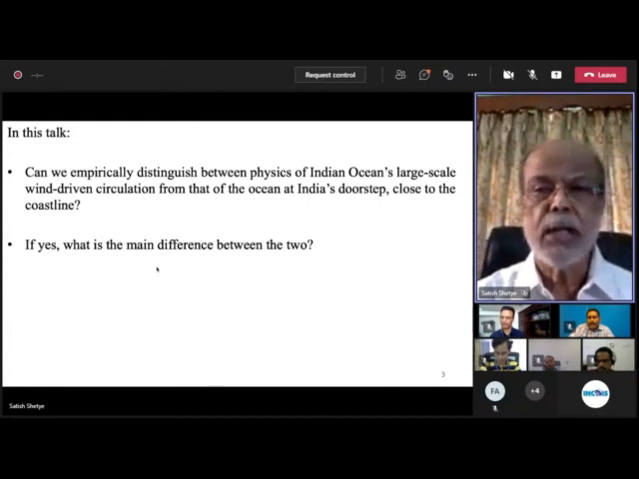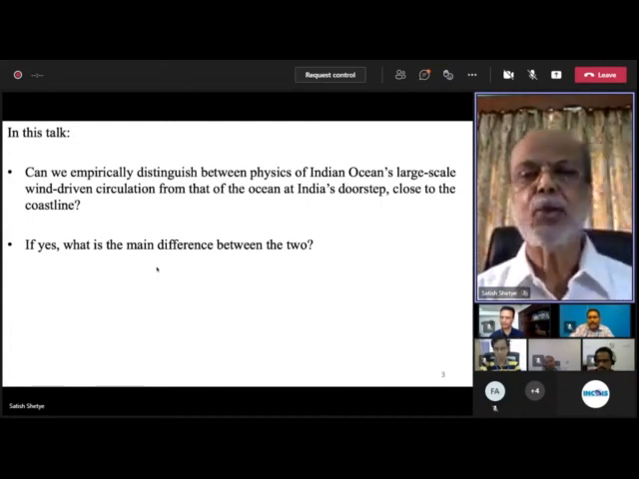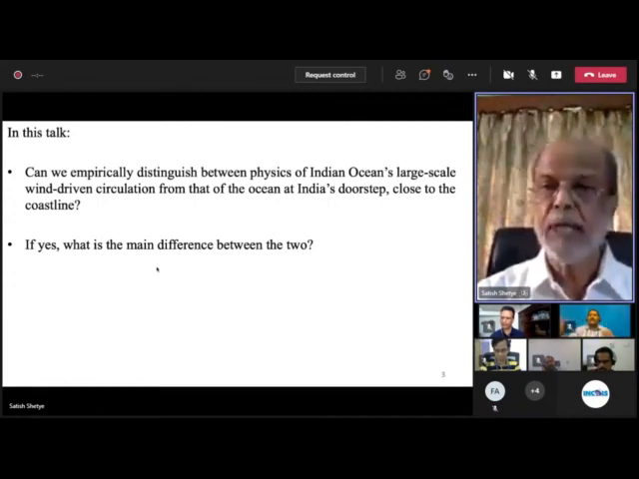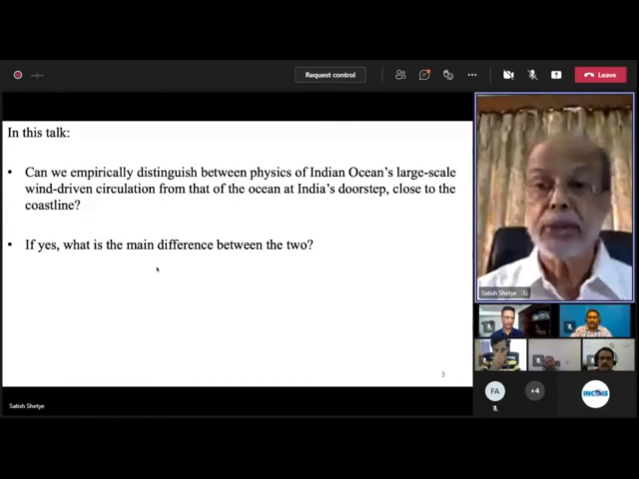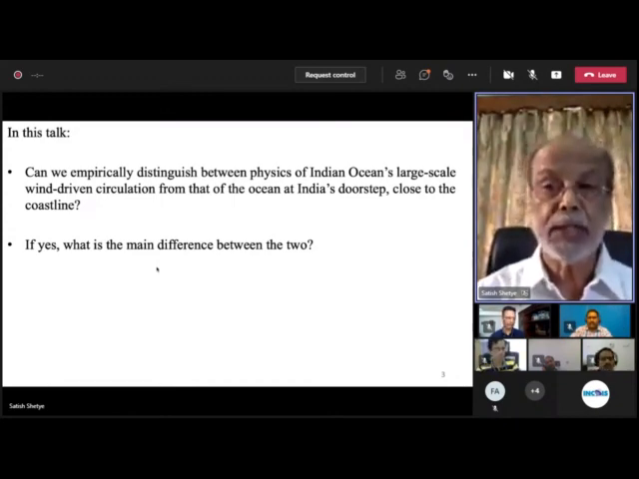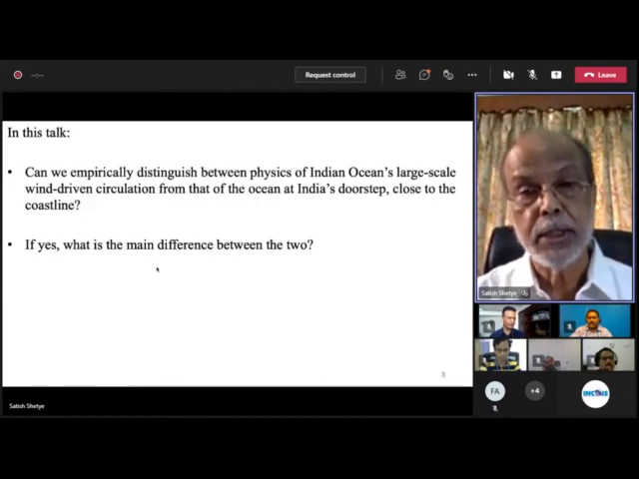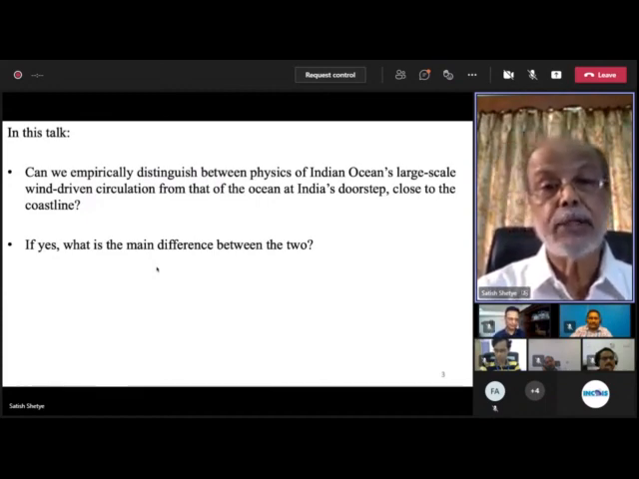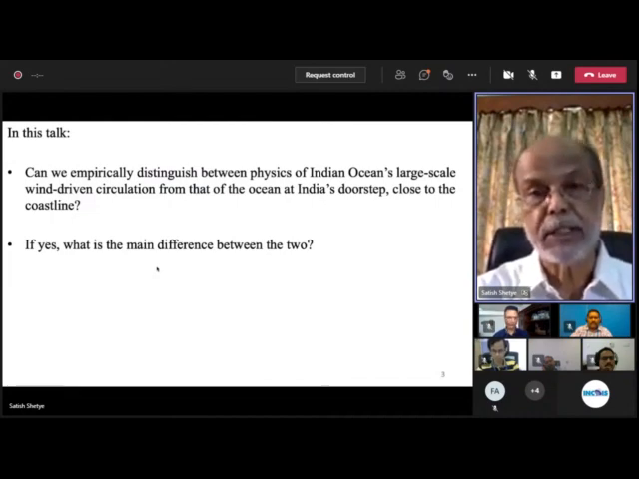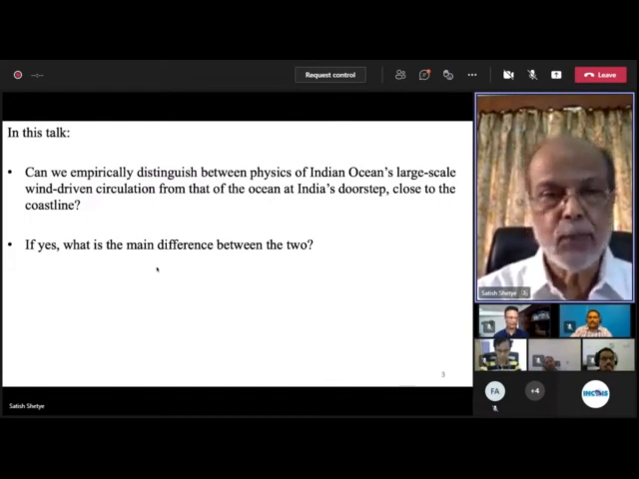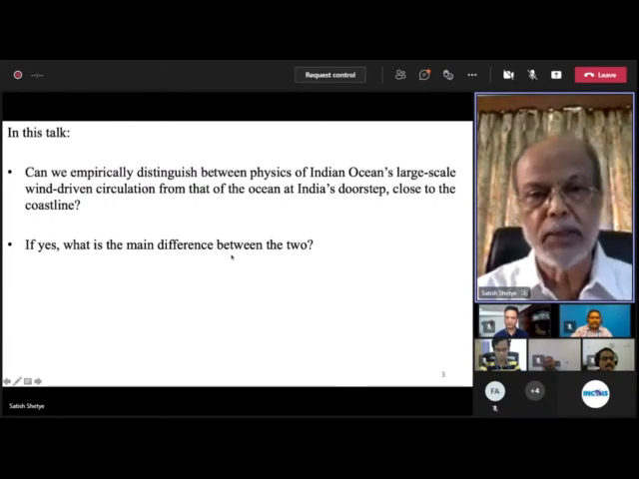So in this talk, I'm basically going to look at these two questions. Number one, can we empirically, without involving any models, distinguish between the dynamics of the large-scale circulation of the Indian Ocean and the circulation on the shelf, which is just close to the coastline? And if we can distinguish it, what are the main distinctions between the two? That is what I'm going to be talking about.